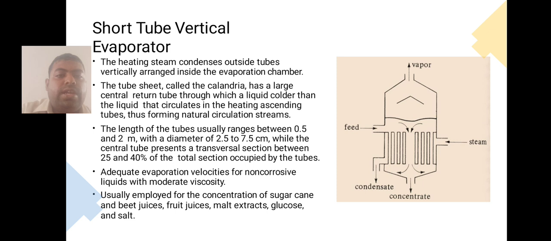Short tube vertical evaporator. The heating steam condenses outside the tubes vertically arranged inside the evaporation chamber. This tube bundle is called calandria. It has a large central return tube through which the liquid, colder than the liquid in the ascending tubes, circulates, thus forming natural circulation streams. The length of the tube usually ranges between 0.5 to 2 meters with a diameter of 2.5 to 7.5 centimeters, while the central tube presents a transverse section between 25 to 45% of the total section occupied by the tubes.